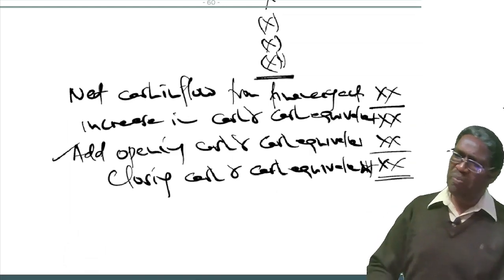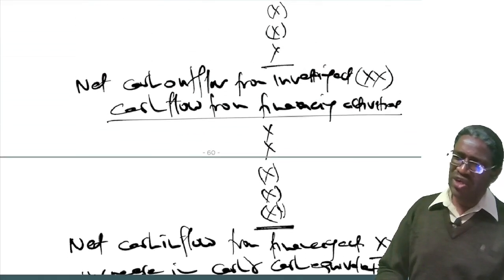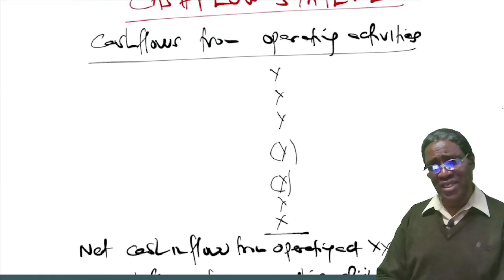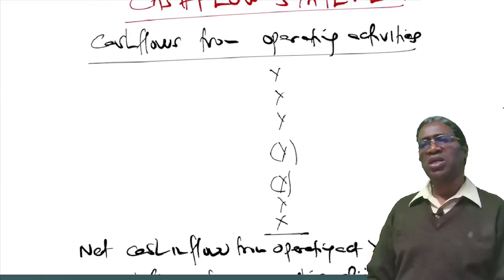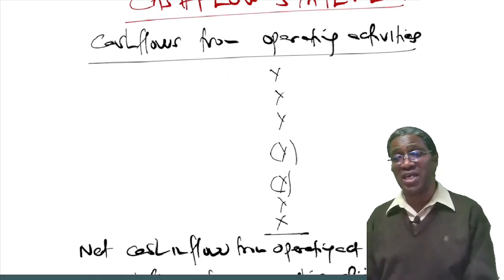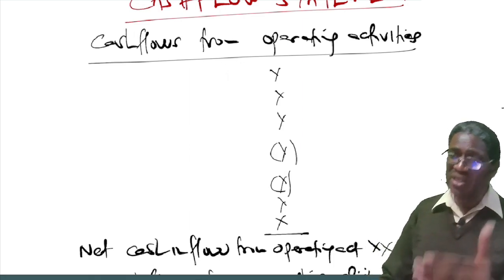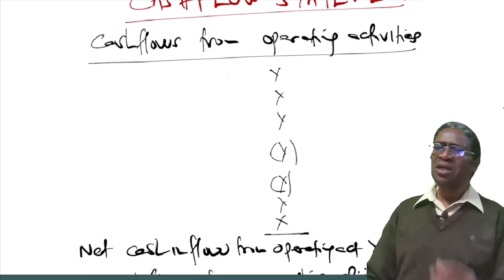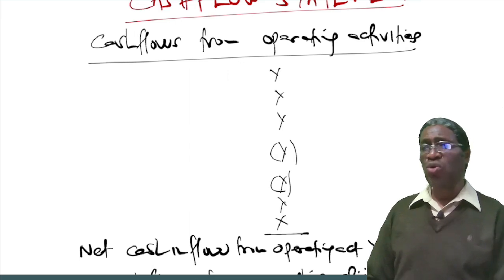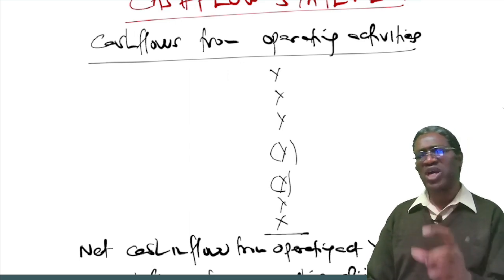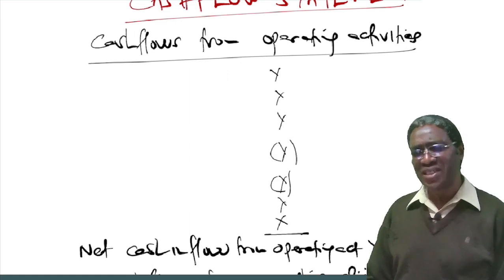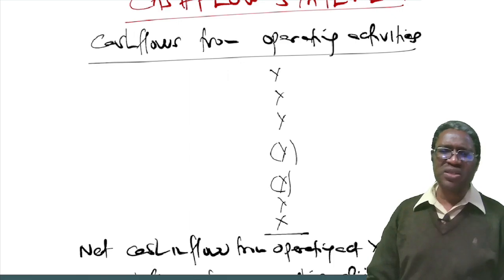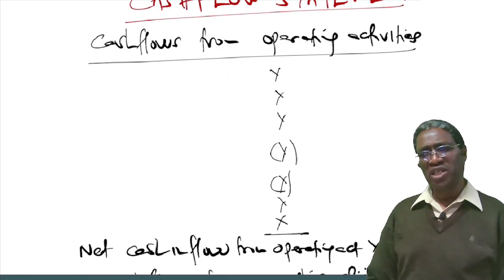Now, we want to go back into the details and look at how you identified the cash flows from operating activities, investing activities, and so on. We need to remind ourselves, when we say we are looking for cash flows from operating activities, what kind of activities are these?